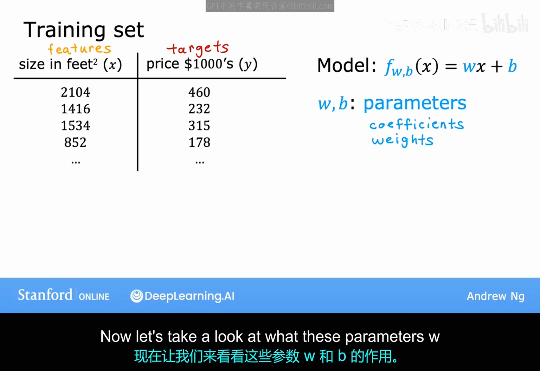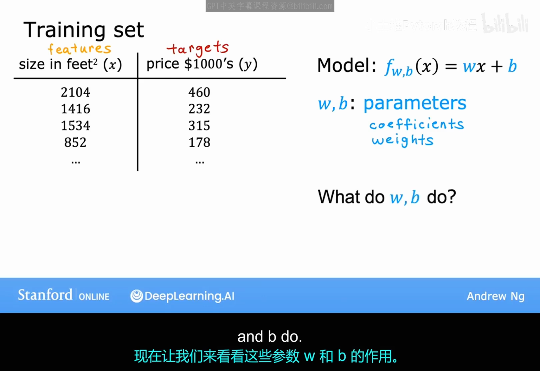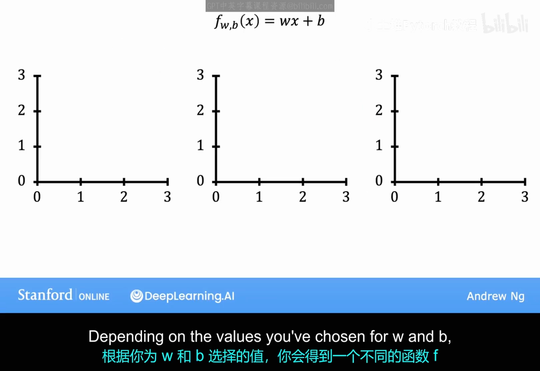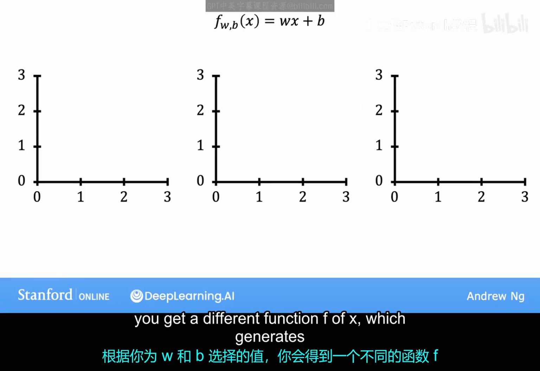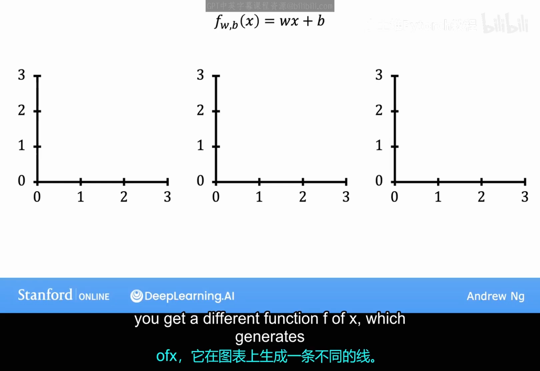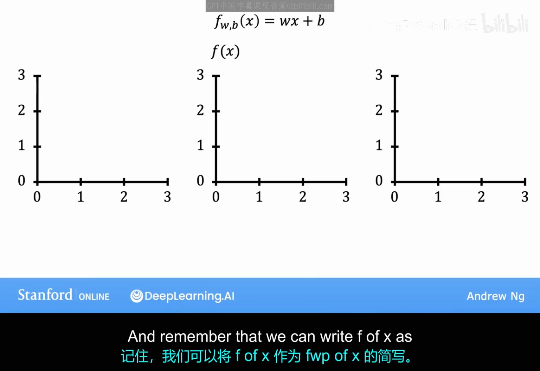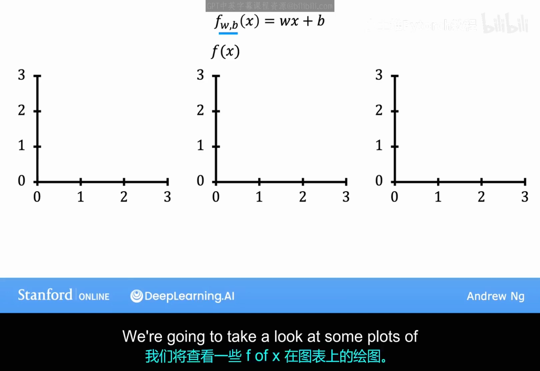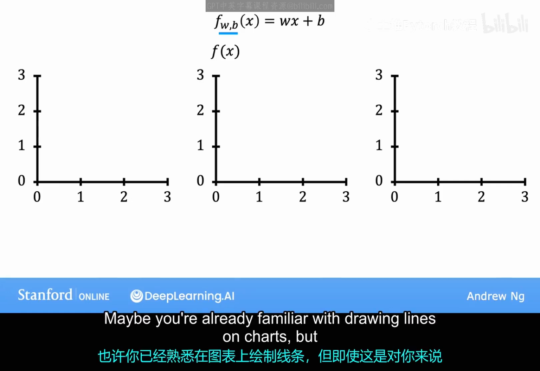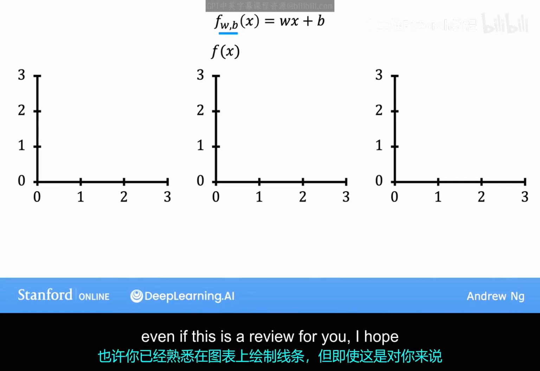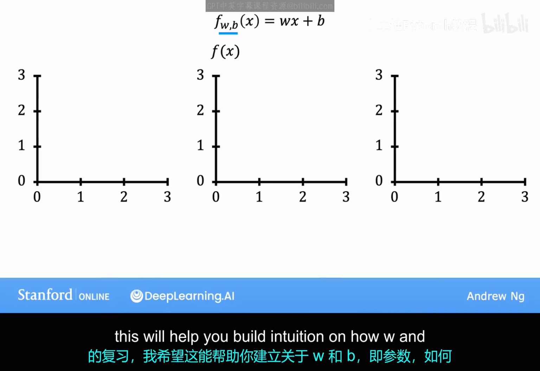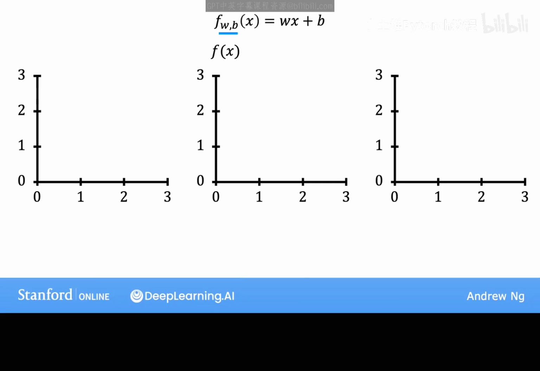Now, let's take a look at what these parameters w and b do. Depending on the values you've chosen for w and b, you get a different function f of x, which generates a different line on the graph. And remember that we can write f of x as a shorthand for f_w,b of x. We're going to take a look at some plots of f of x on a chart. Maybe you're already familiar with drawing lines on charts, but even if this is a review for you, I hope this will help you build intuition on how w and b, the parameters, determine f.